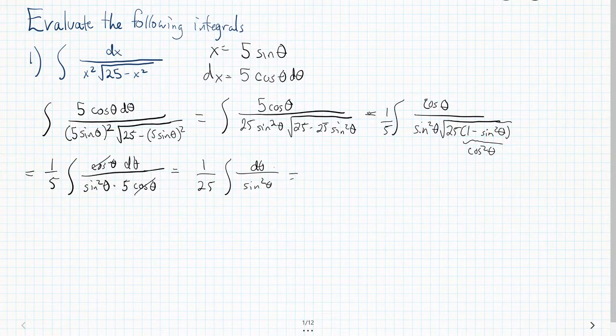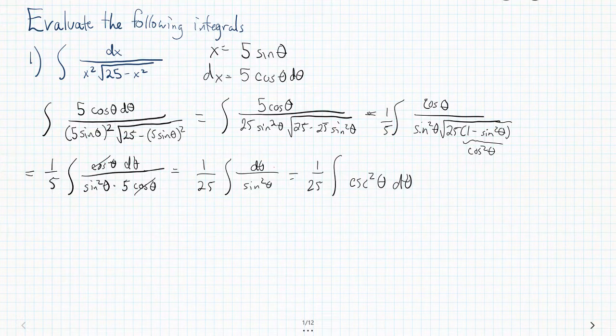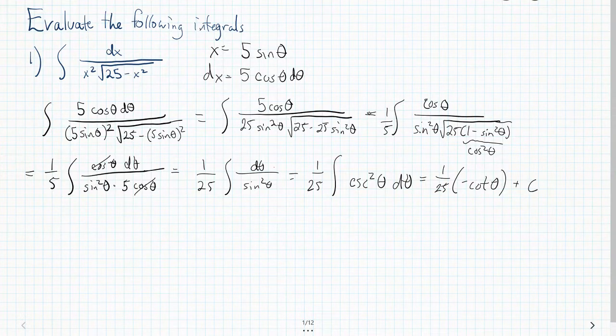which has a better way to be written. This is 1/25, and this is the integral. Well, that's just cosecant squared theta d theta. Okay, so that antiderivative, if you notice, that's going to be 1 over 25, and then the antiderivative of cosecant squared is negative cotangent theta plus some constant c.